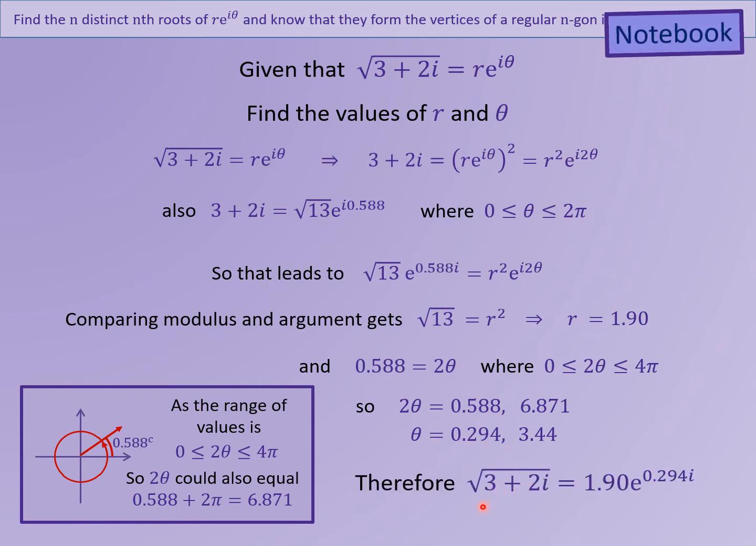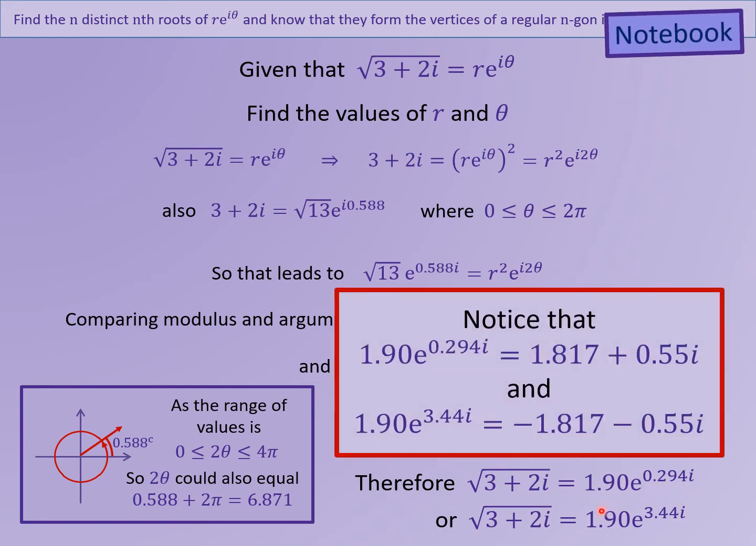So then what? Well, therefore, the square root of that equals 1.9 e to the 0.294i or 1.9 e to the 3.44i. There's our two solutions. And it's no surprise that both of these, if you actually work them out, 1.9 cos of 0.294 and 1.9 sine of 0.294, you're going to get exactly the same answers as in the previous one. You can check that on your calculator. So both answers ended up being exactly the same, as you'd expect.